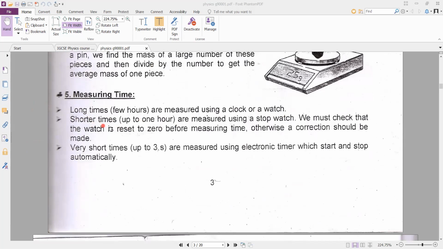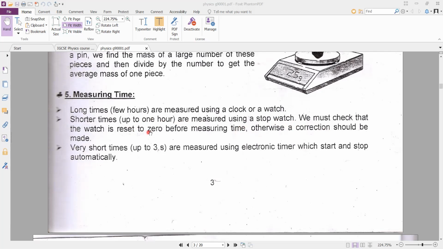Shorter times, up to 1 hour, are measured using to what? To a stopwatch. Complete, Muhammad. We must check that the watch is ready to use.